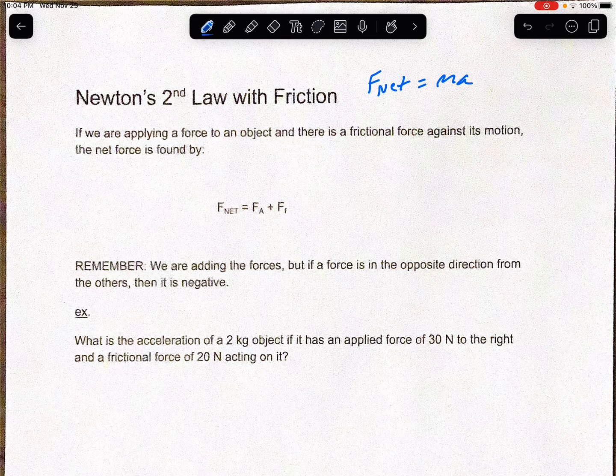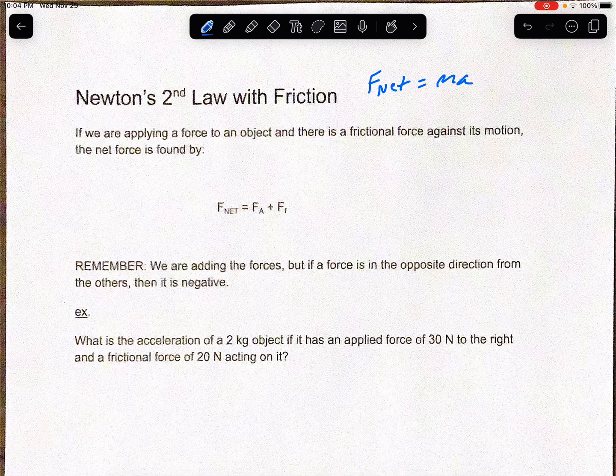Now, in realistic life, you're going to have friction involved, so we're bringing friction into the mix. F net equals FA plus FF. FA is your applied force, the force you're applying to an object to make it move. And FF is your frictional force, the force that's trying to slow you down.